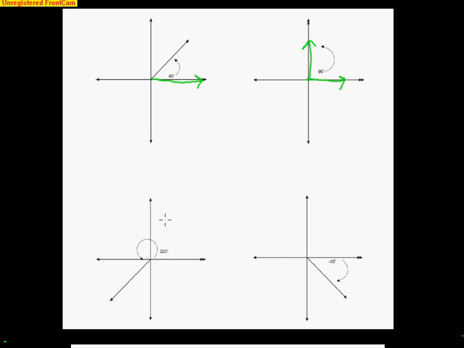Also, here would be 225 degrees, for example. So 225 degrees would be going 90, 180, and then a little bit more for 225 degrees. Okay. Here's negative 45. Notice the direction of the arrow really matters here. Now I'm going clockwise. I'm going down. So that'd be negative 45 degrees.